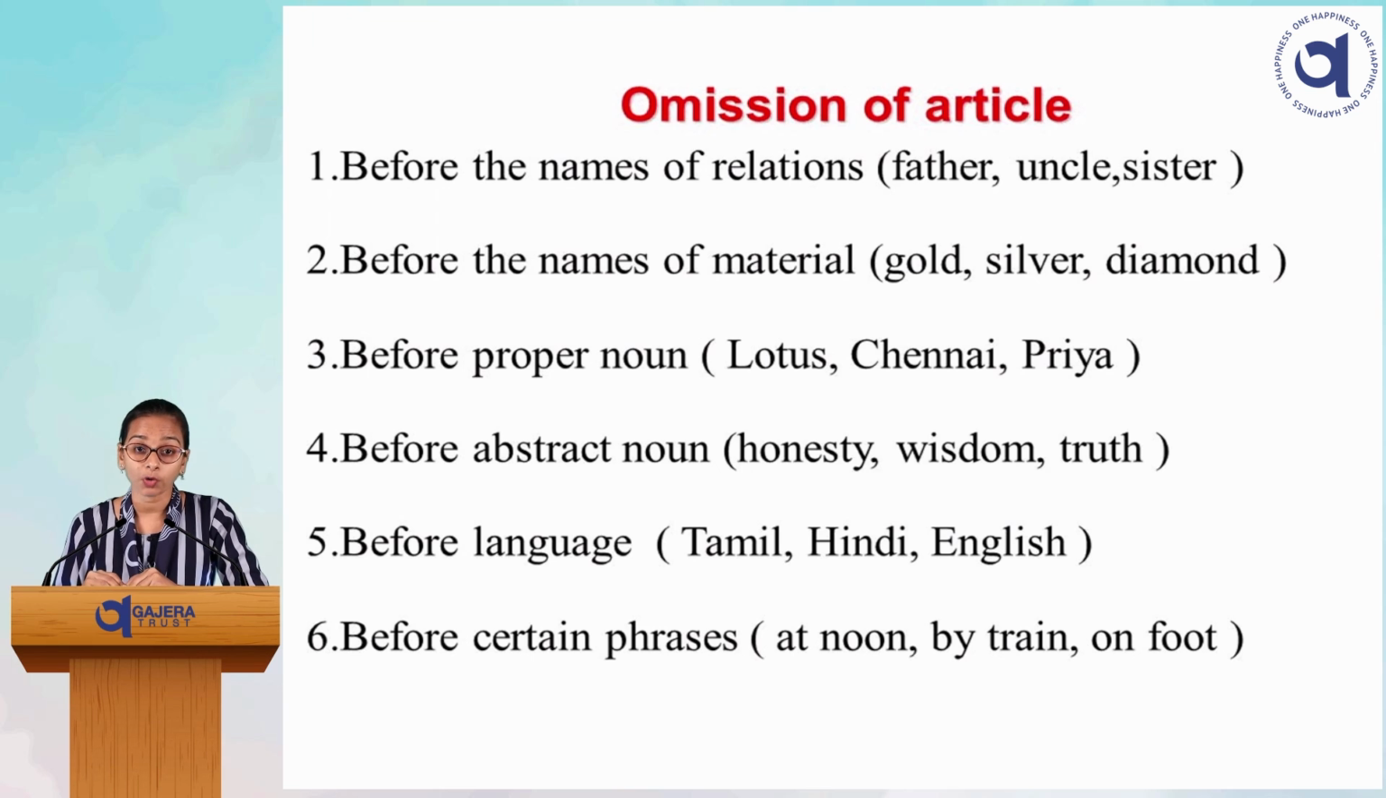Number 3, before proper nouns. We write a proper noun with a capital letter, but before that we do not write articles. For example, Lotus, Chennai, Priya, etc. Number 4, before abstract nouns like honesty, wisdom, truth. Number 5, before languages. Tamil, Hindi, English, these are languages, right? So before that also we have to avoid articles. Also before certain phrases like at noon, by train, on foot.